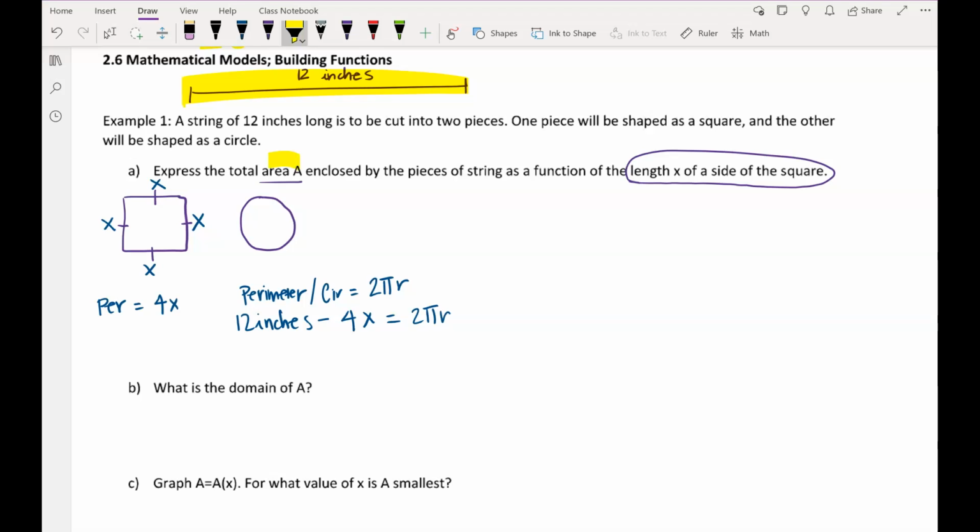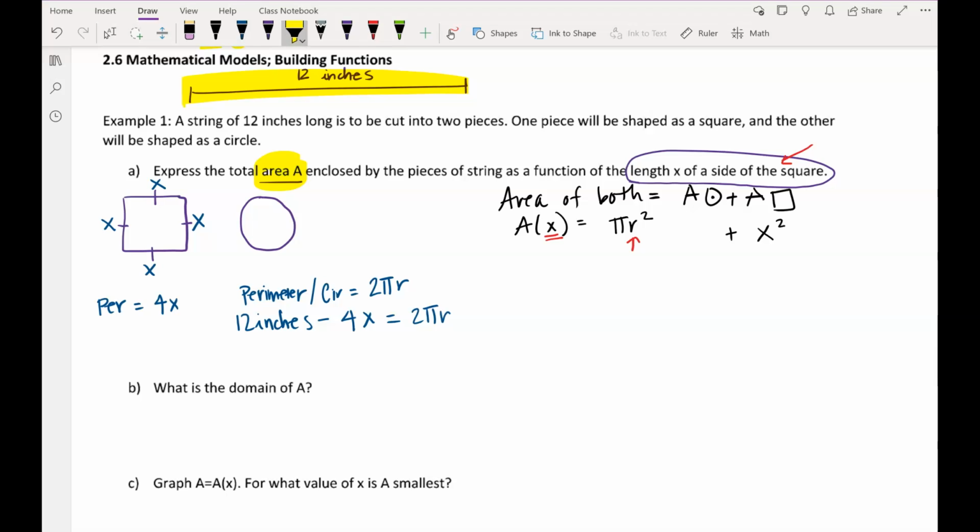So now it says to write the area of both shapes. The area of both equals the area of the circle plus the area of the square, and it wants it in terms of x. So first, the area of the square is x times x, which is x squared. The area of a circle is pi r squared, but it does not want r in it. Remember, we want it only in terms of x, and x means one side of the square. So we have to get rid of this r and use only variables of x.